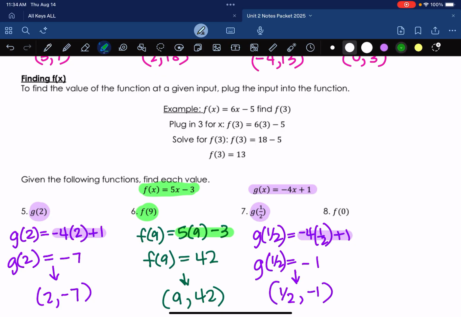And then last one, it says f, so I'm looking at my green function, so I'm going to change colors. F of 0 is equal to 5 times 0 minus 3.